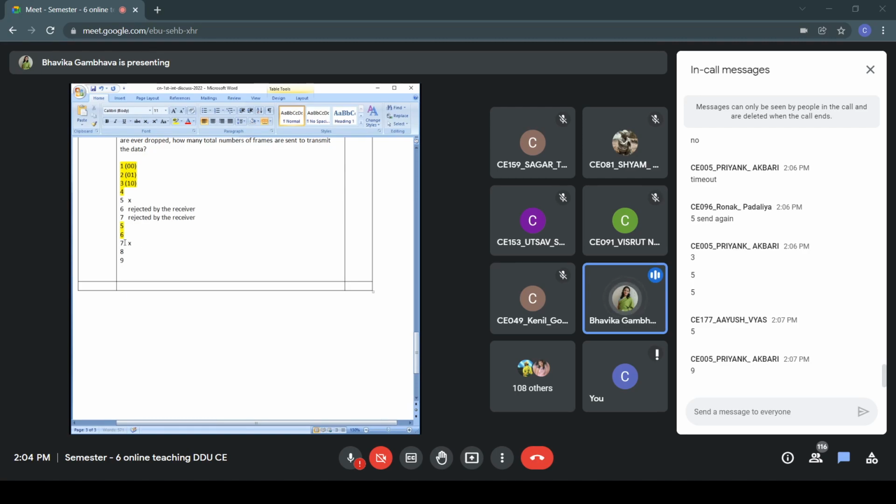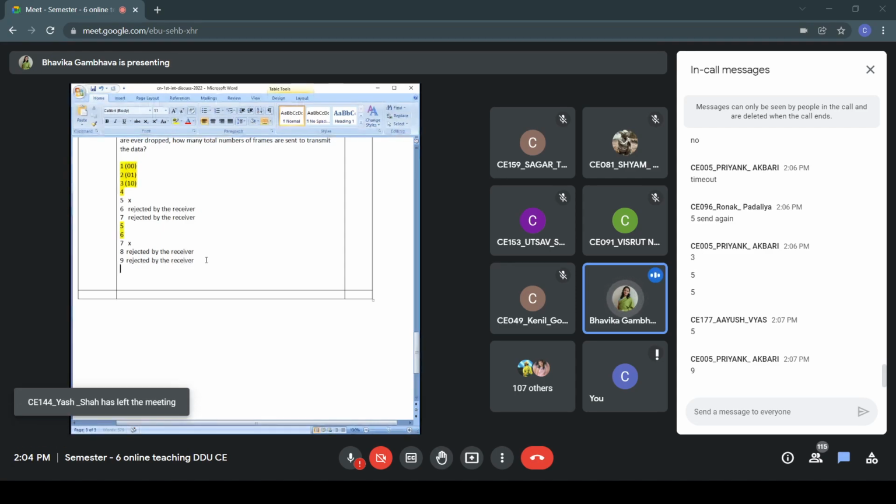Now 7, it is not getting. 7 is not reaching the receiver. 8 is reaching, but it is rejected by the receiver. 9 is also rejected by the receiver because they are out of order. Even though they are correct, they are out of order. Now tell me what will happen at the transmitter.